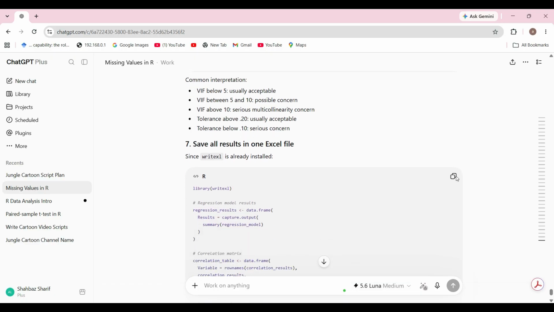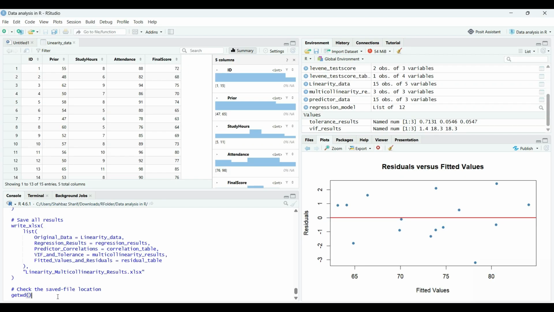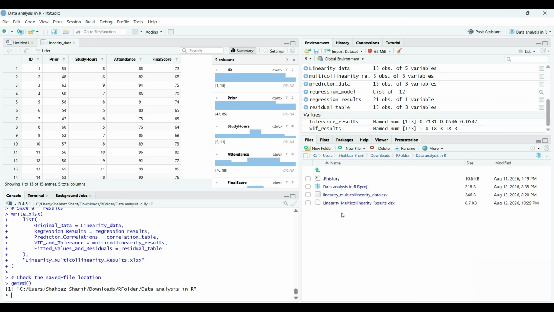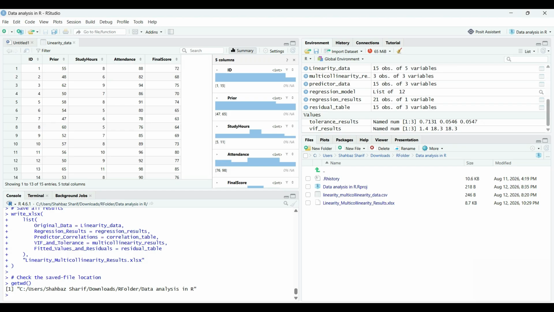So now we just copy this command to save all results and put in one Excel file. Go paste here and then press enter. So R successfully created all linearity and multicollinearity results. So you will find the file in the same directory we are working. So these are the results. So in this way, we perform linearity and multicollinearity test in R.